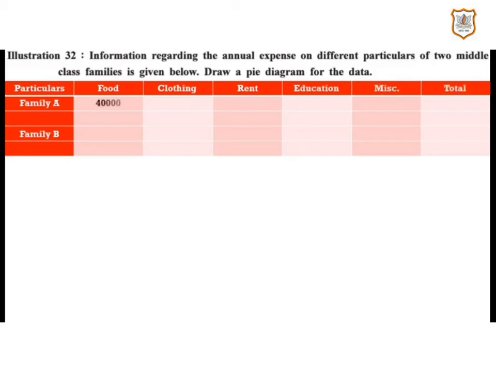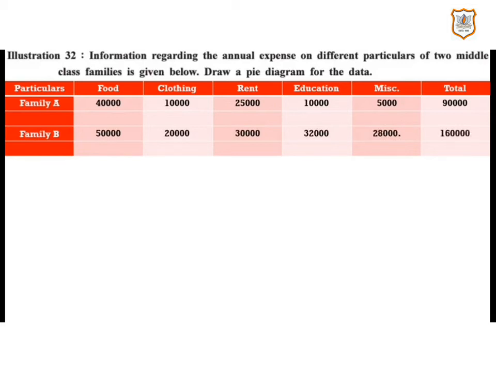Family A's expenses are 40,000, then 10,000 for clothing, 25,000, 10,000, 5,000, and family A's total expenses are 90,000. Family B's are 50,000, 20,000, 30,000, 32,000, 28,000, and the total expenses are 1,60,000.